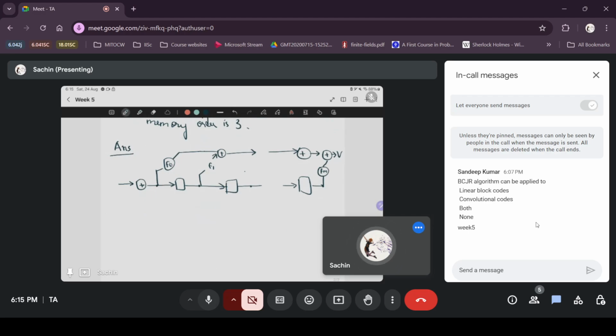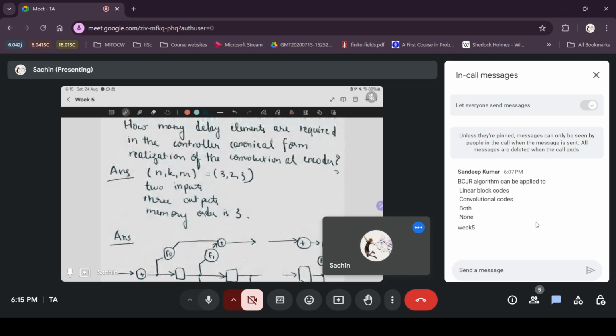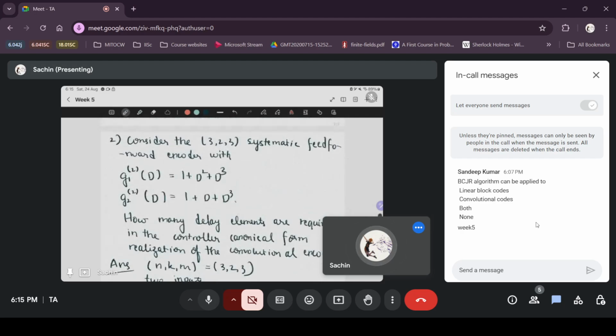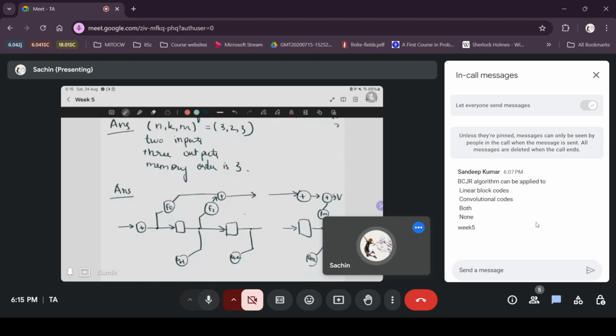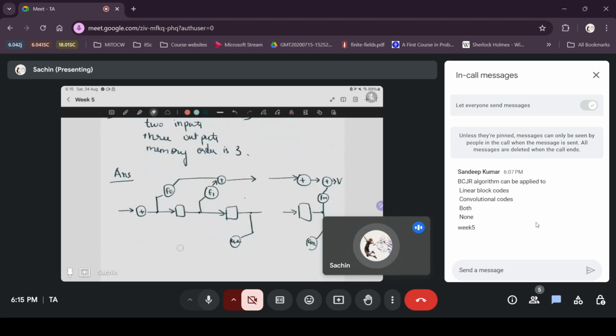So each of these F0, F1 up to Fm can be 0 or 1 in the binary case, and if it's 0, the connection doesn't exist. If it's 1, you simply directly add the output of the buffer behind it. And there will be feedback elements also, Qm, up to Q2, Q1, if you are allowing feedback, but here in our question, it's a systematic feed forward encoder, so there's no feedback. So we can ignore the feedback elements. We can assume that all of the Qs are zero.